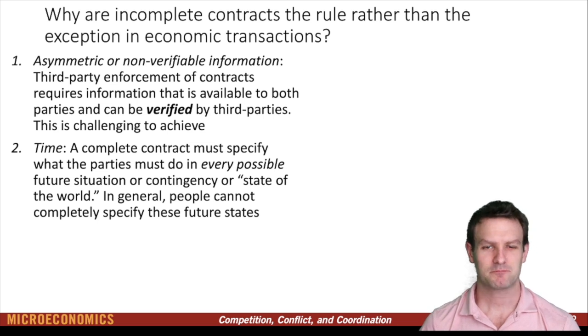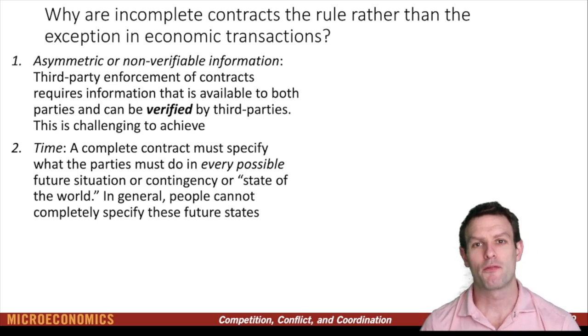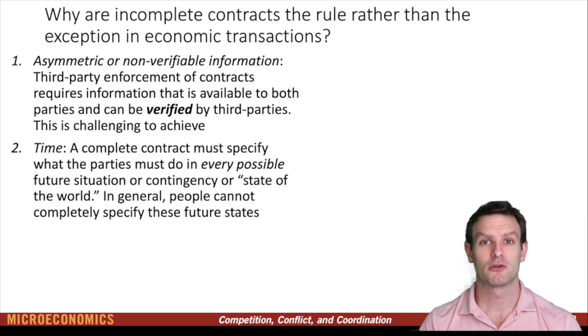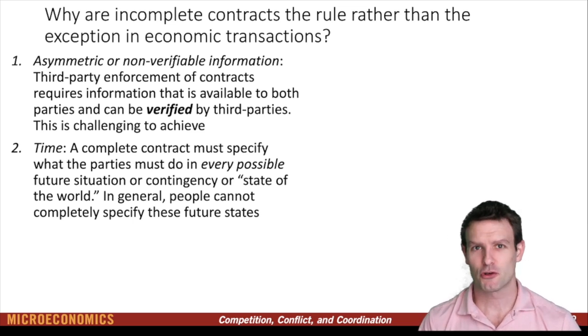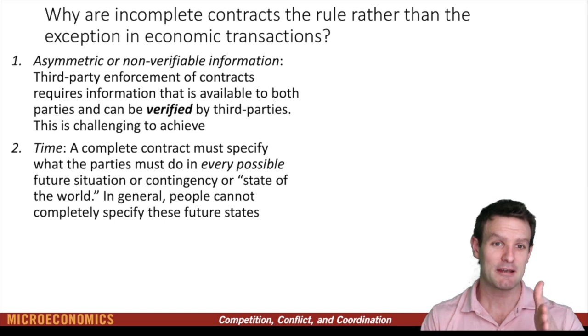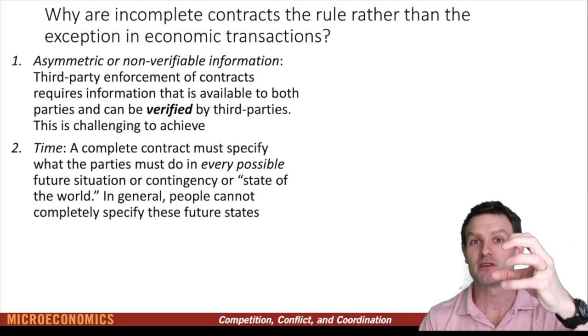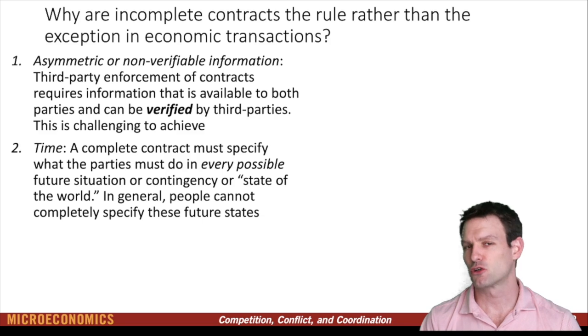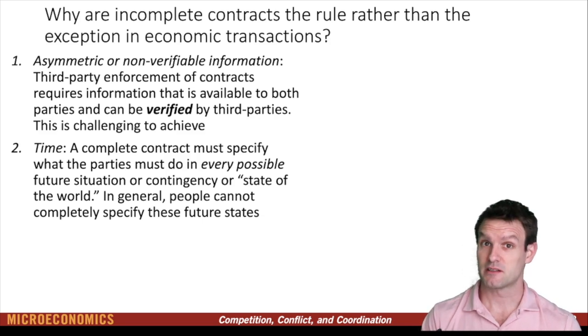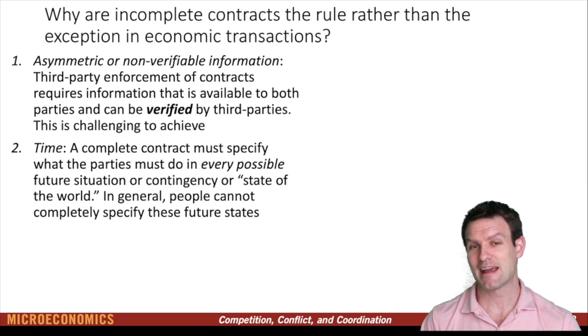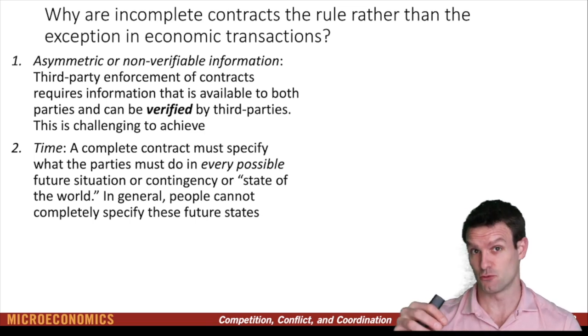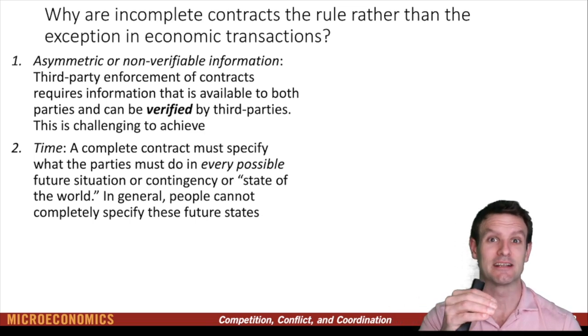Secondly, time. A complete contract must specify what the parties must do at every possible future point, or in every possible contingency or other state of the world. So in general, people cannot completely specify these states for every possible contingency in a contract. Think about this for yourself. Imagine you had to think to yourself, okay, if this, for every single aspect of a contract. That's incredibly hard to do. What that typically means is that a contract is not going to be able to specify what is going to happen in every possible state of the world, and therefore it's going to be incomplete.